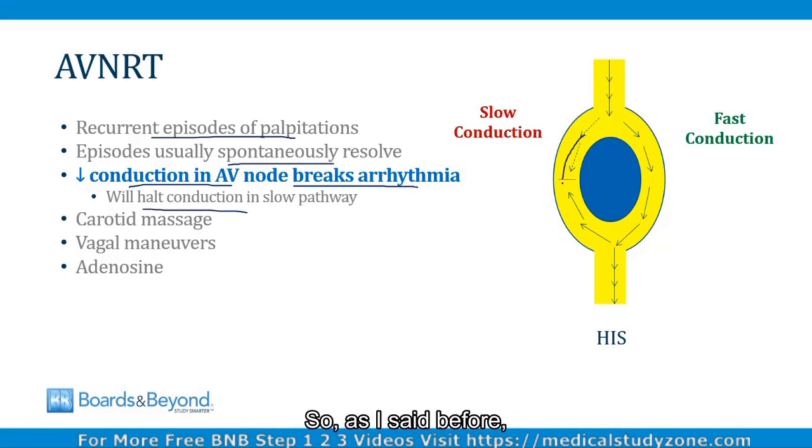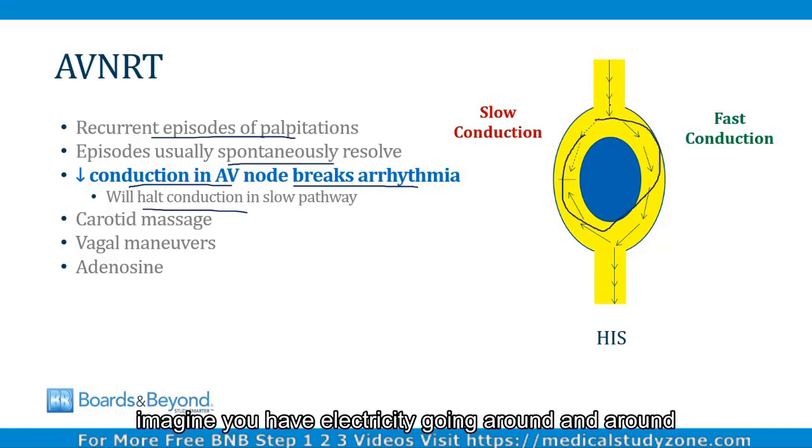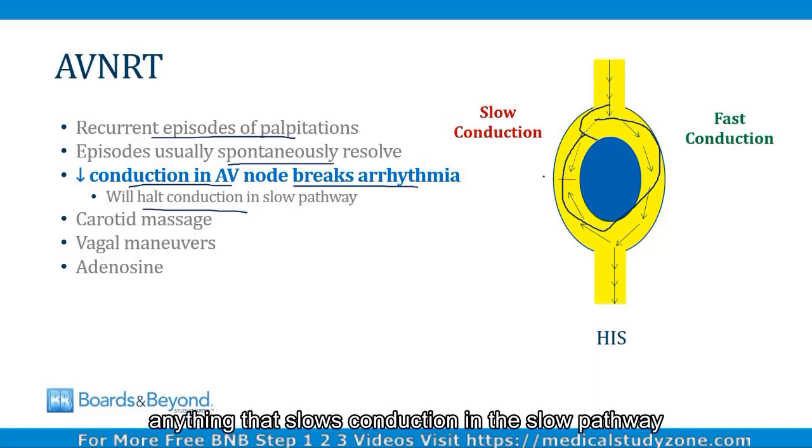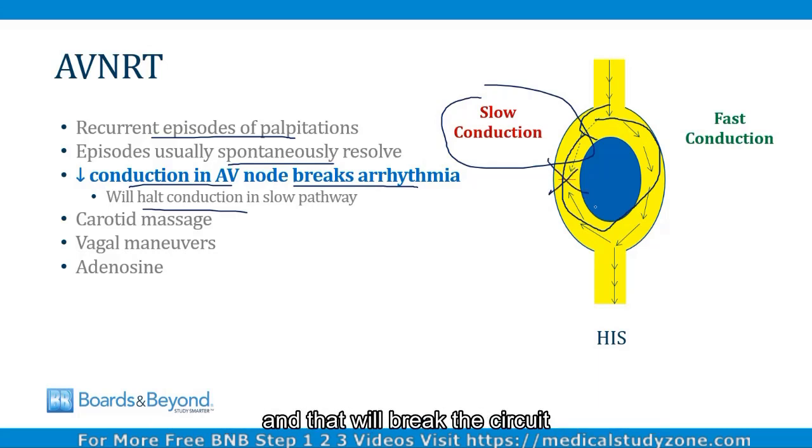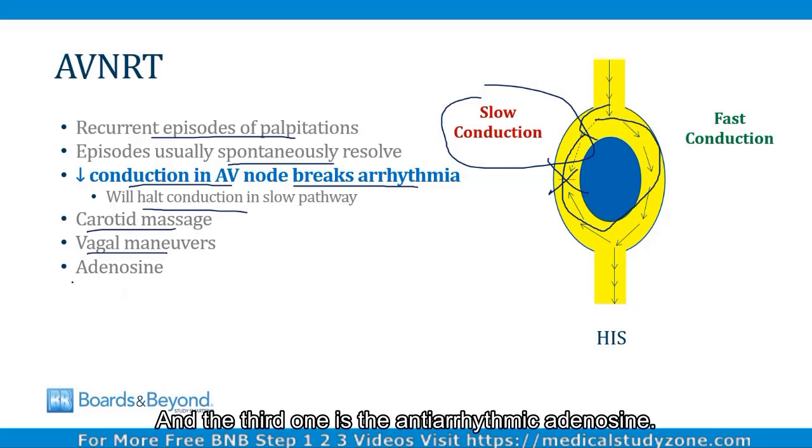So as I said before, imagine you have electricity going around and around in these dual pathways. Anything that slows conduction in the slow pathway will halt conduction here, and that will break the circuit and sinus rhythm will return. And there are basically three ways we slow conduction in the AV node that you should be aware of for your boards. The first one is carotid massage, the second one is vagal maneuvers, and the third one is the antiarrhythmic adenosine.